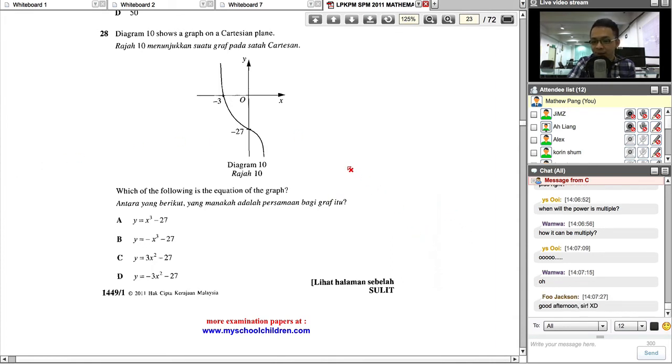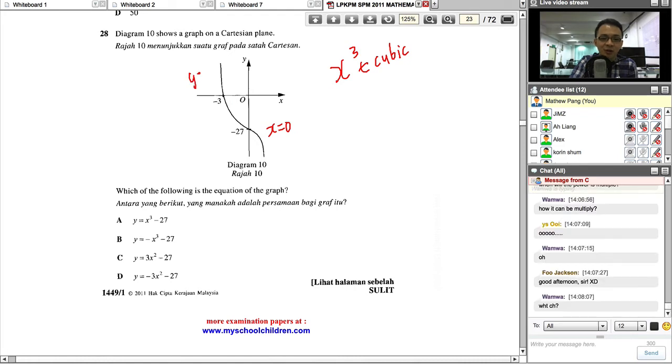Okay? Hi, good afternoon to Jackson. Let's continue with 28. We actually ran out of time. Alright, this is graph function, I think. So when I see a curve like this, I know this is x power of 3. This is a cubic graph. Okay? If you do not know why this one is cubic, you have to go and watch my graph function video. Alright, so this one is called the x-intercept. This one is the y-intercept. Okay? What I know about the y-intercept is x equals 0. The x-intercept is y equals 0.